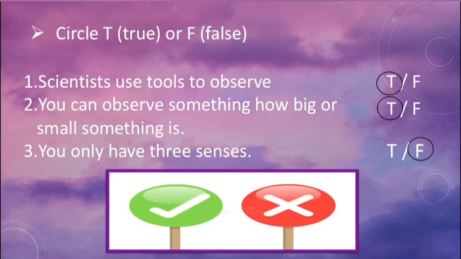Circle T for true and F for false. Number 1 is scientists use tools to observe. Correct. True. You observe something, how big or small it is. True. You only have 3 senses. False, because we have 5 senses.